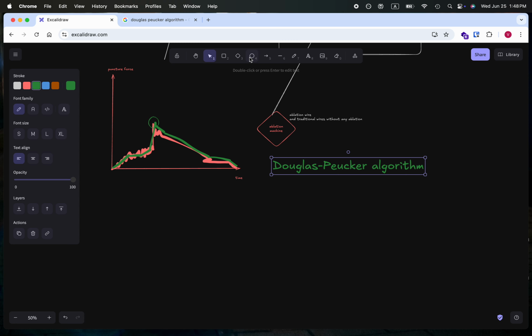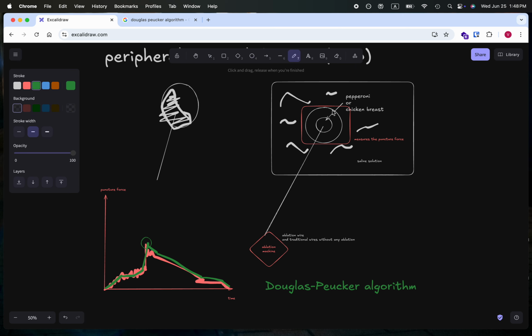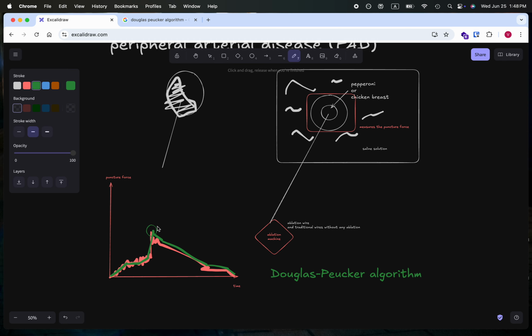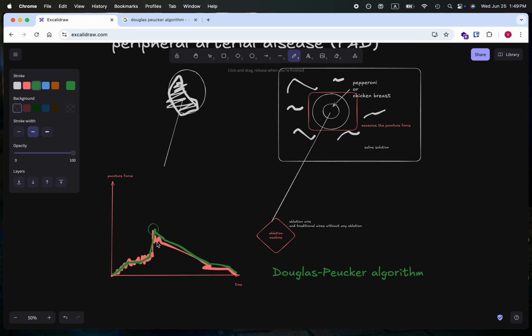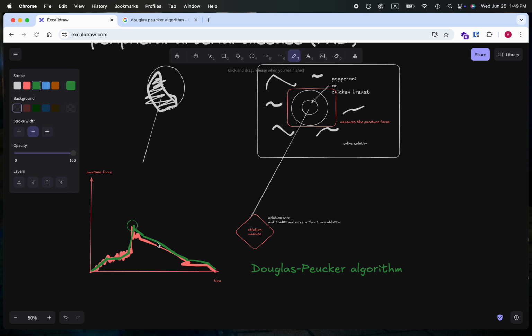The result is that I analyzed a lot of pepperoni pieces and chicken breast pieces, and the conclusion is that ablation provides a significant boost in terms of the puncture force, and that proves our hypothesis.